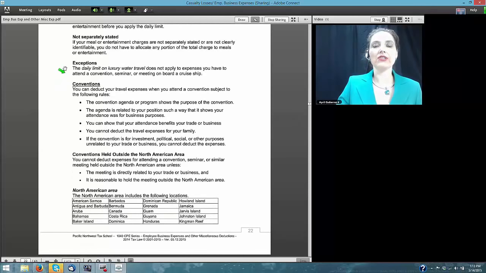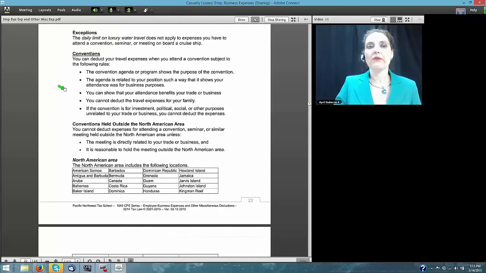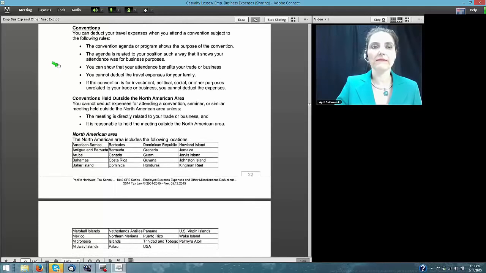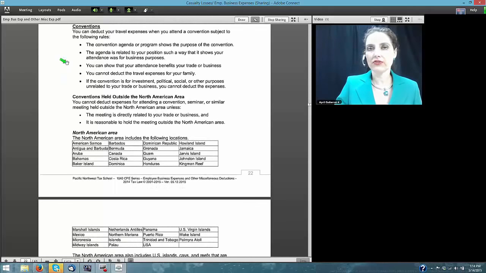The daily limit on luxury water travel does not apply to expenses you have to attend a convention, seminar, or meeting on board a cruise ship. And if you're attending a convention, seminar, or meeting on board a cruise ship, we've got more rules. For conventions, you can deduct your travel expenses when you attend a convention subject to the following rules. The convention agenda or program shows the purpose of the convention. The agenda is related to your position in such a way that it shows your attendance was for business purposes. You can show that your attendance benefits your trade or profession.